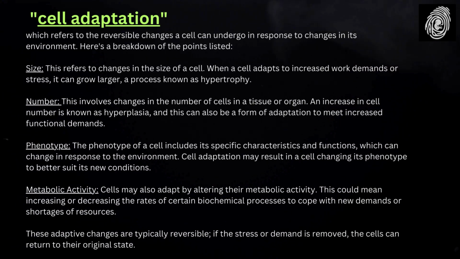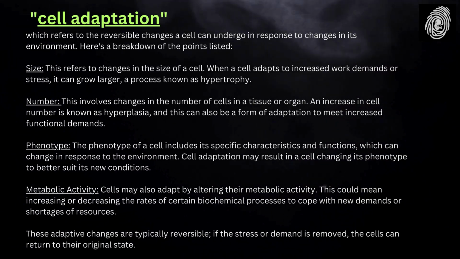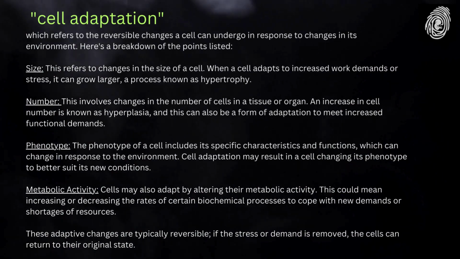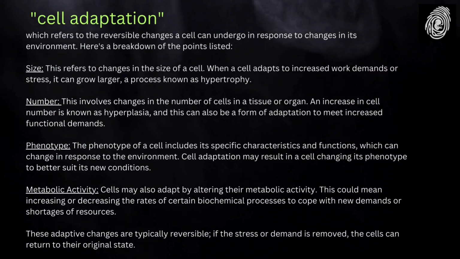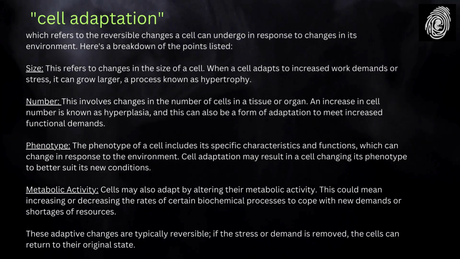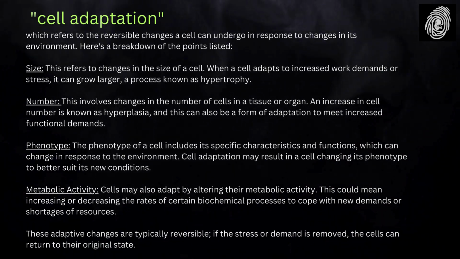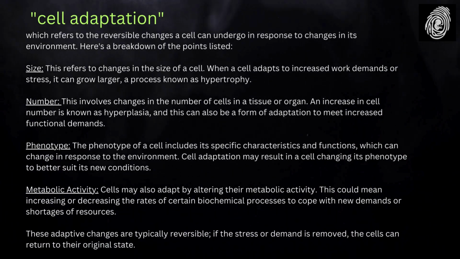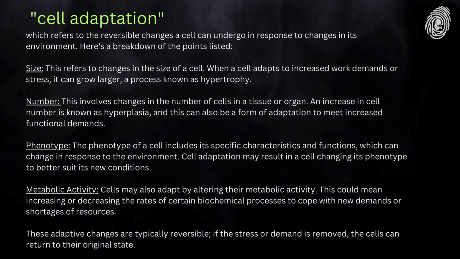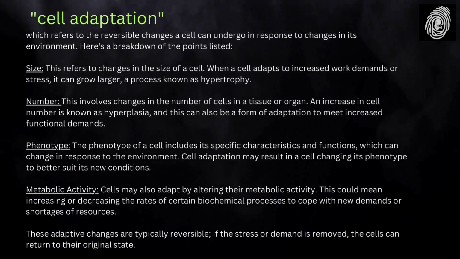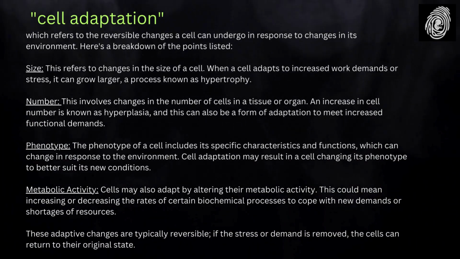Metabolic activity. Cells may also adapt by altering their metabolic activity. This could mean increasing or decreasing the rates of certain biochemical processes to cope with new demands or shortages of resources. These adaptive changes are typically reversible. If the stress or demand is removed, the cells can return to their original state.